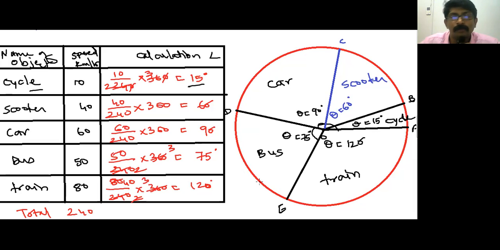I'm going to do one more sum after this, and that would be how to do the reverse calculation. So suppose the pie chart is given, how to get the individual objects' frequency. That we're going to do in a while. So first of all, you can pause the video over here, students, and do all these activities quickly in your book. Hurry up.